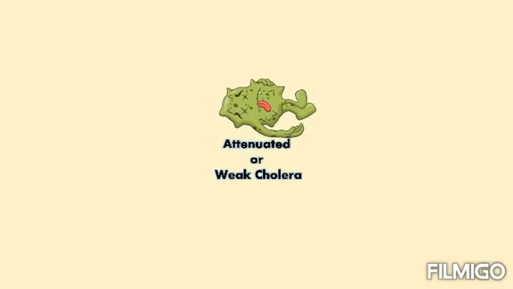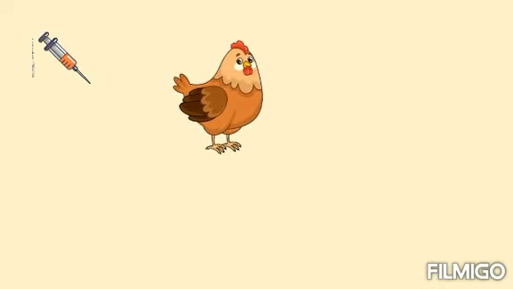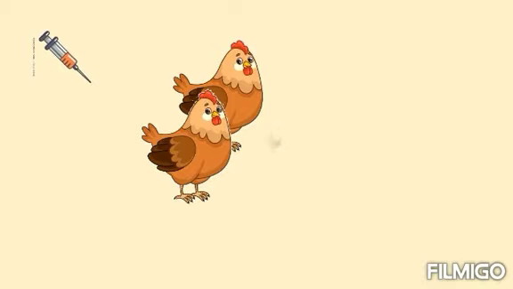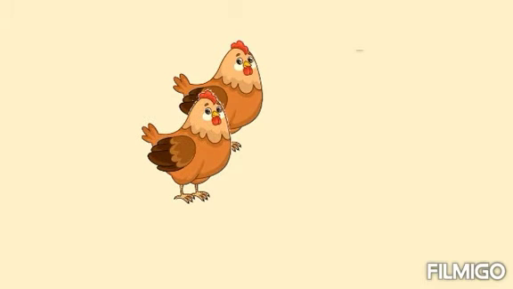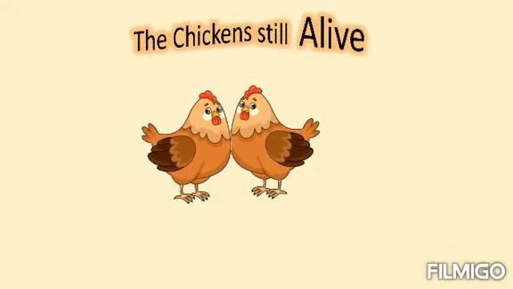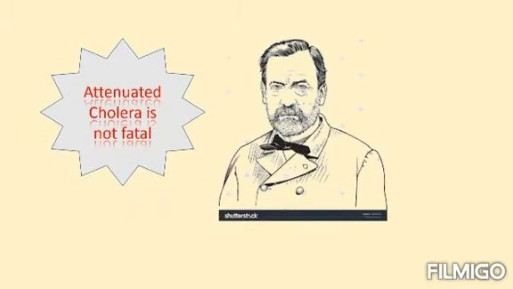In another experiment, he heated fresh cholera to obtain an attenuated or weak cholera bacteria. Then he injected this cholera bacteria into another group of chickens, and he waited to observe the results. Do they die or not? But after 1 week, Pasteur noticed that the chickens didn't die, they were still alive.